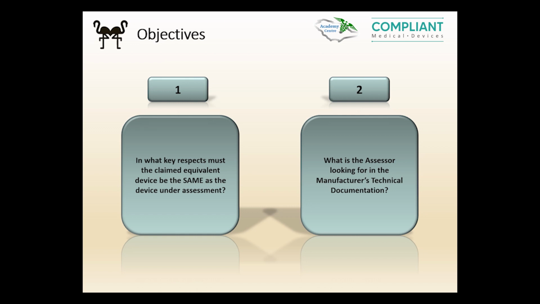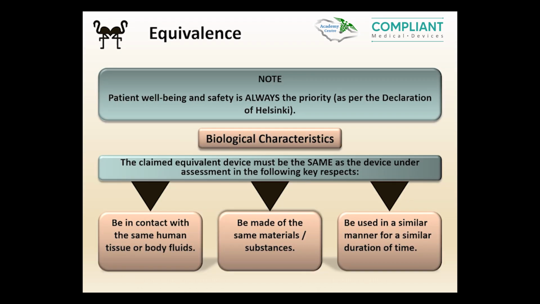We will consider the ways in which the claimed equivalent device must be the same as or very similar to the device under assessment. We will also go through what an EU notified body assessor would be looking for within the manufacturer's technical documentation when it comes to clinical equivalence. One of the drivers for wishing to use clinical data from an equivalent device is to avoid undertaking a clinical investigation when it is not necessary to do so.